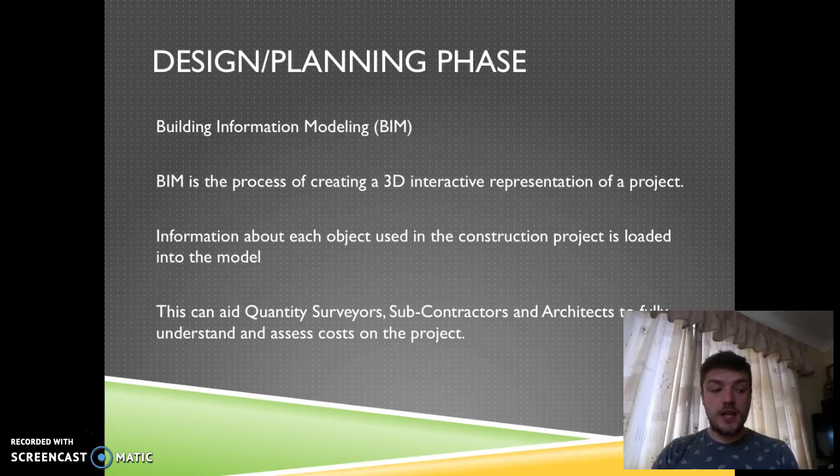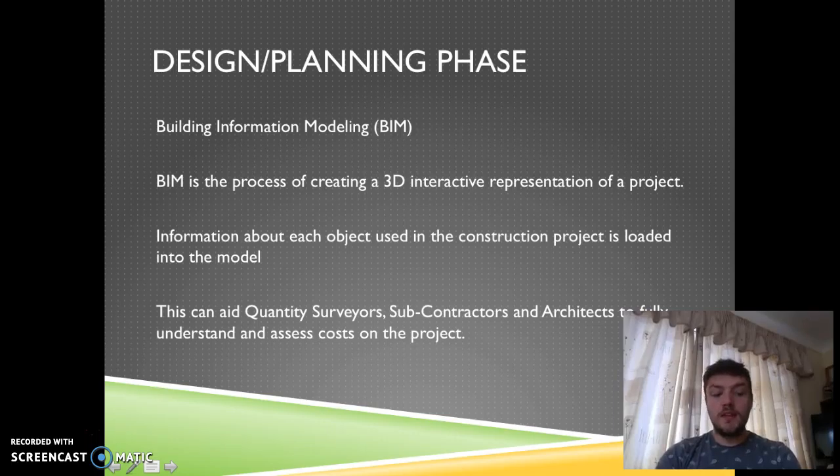BIM is used in the design and planning phase of a project and has been introduced to enable all members of the design team to input information into a 3D interactive model. Each item within this interactive model contains all of the information about the object, such as their costs, their model numbers, their serial numbers, and the quantities of each item. This can aid the quantity surveyors and subcontractors and architects to fully understand and assess the costs on any of the projects that are running within the BIM file.